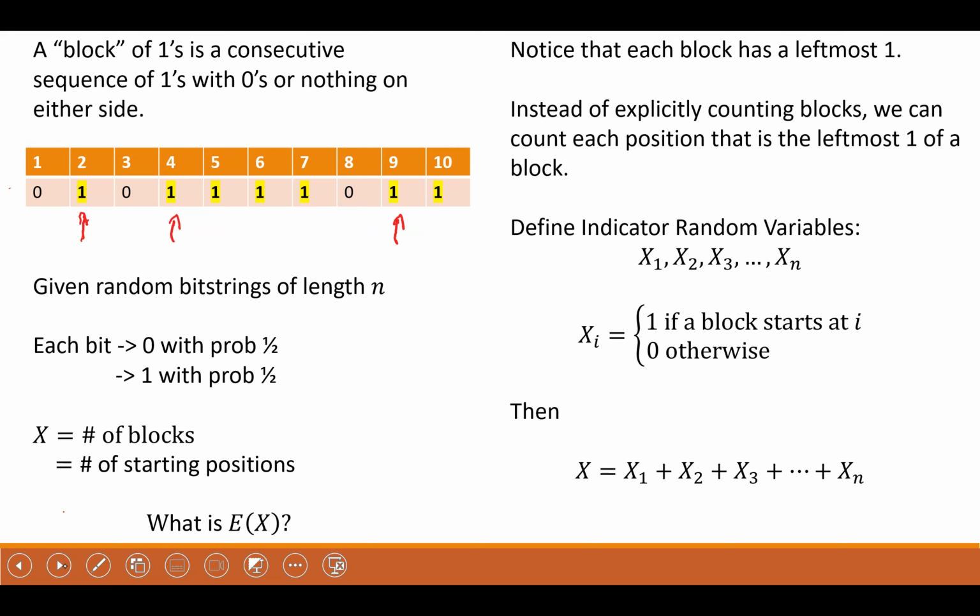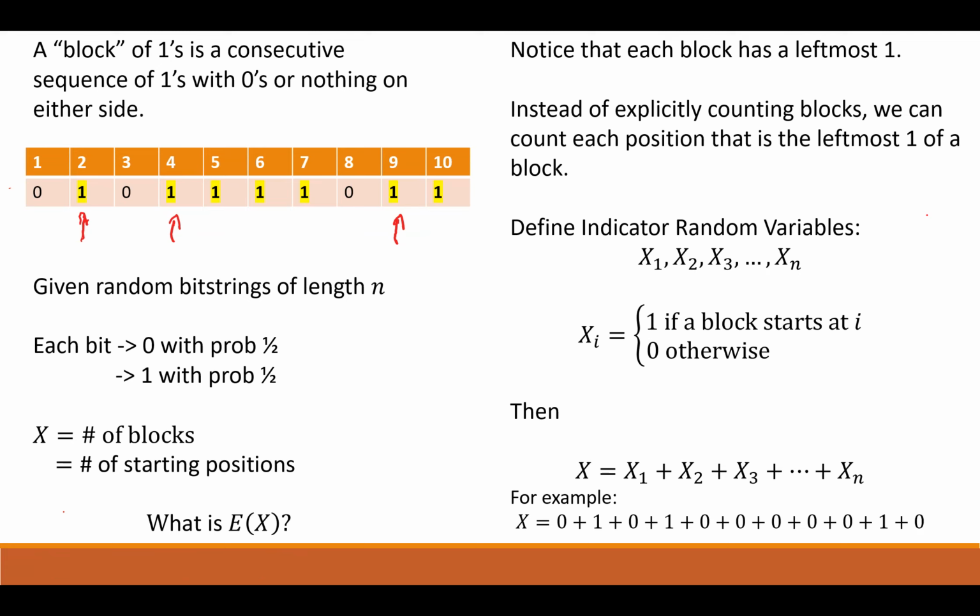So I can say, well, in our above example, if I look at all of the indicator random variables, then 3 of them are 1s. This is x1 is 0, x2 is equal to 1, x3 is 0, x4 is equal to 1, x5 is 0, right, because it does not start a block, and so on and so forth. So if I sum up these indicator random variables, I will get the number of blocks. And in this case, each of these indicates the start of a block. So x is equal to 3. All right. Good. So everybody understand the problem? Any questions?